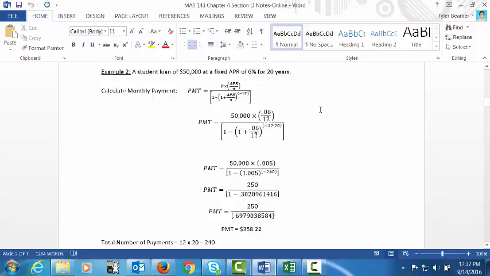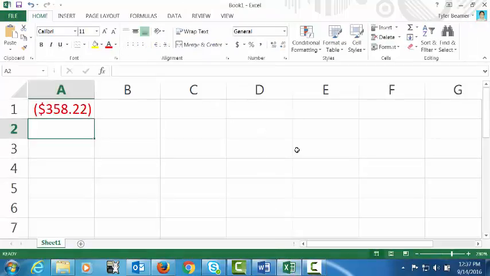So please use Excel to help you with your homework problems in Section D. This payment function obviously makes computing these problems a lot easier.